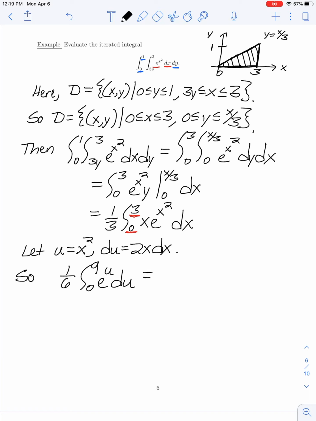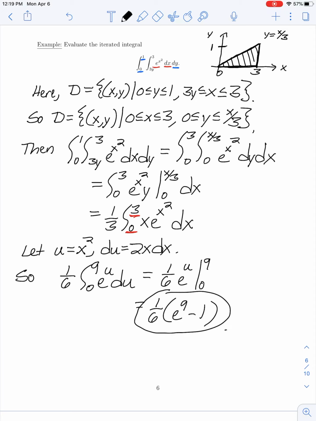So then our antiderivative for this function is 1/6 e to the u power, and we're evaluating from 0 to 9. So we're left with a constant 1/6 times e to the 9th minus e to the 0, which is 1. So this would be the value of that given iterated integral.